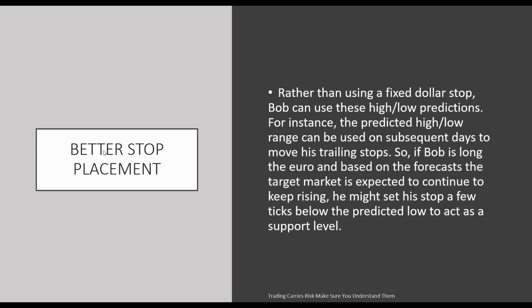So rather than using a fixed dollar stop, Bob can use the high and low predictions. For instance, the predicted high and low ranges can be used on subsequent periods to move his trailing stop. So if Bob is long the euro based on the forecast of the target market, and it's expected to keep rising, he might set his stops a few ticks below the predicted low to act as a support level.